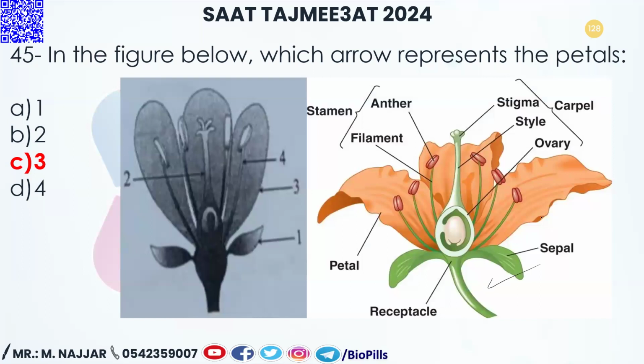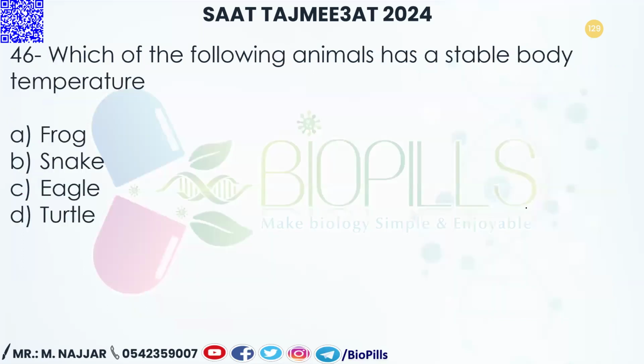Here is a detailed explanation. Question number 46. Which of the following animals has a stable body temperature? Stable body temperature, which means endotherm, which means warm-blooded. Yeah, eagle. Eagle is bird, and the birds are warm-blooded. They have control of internal body temperature. Frog is amphibian. They are ectotherm. Snakes and turtles, both are reptiles, and both are ectotherm. Correct.